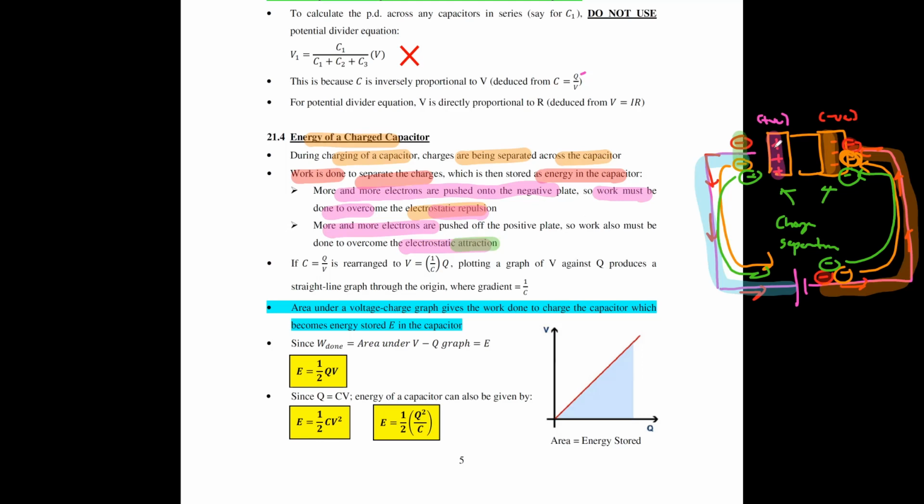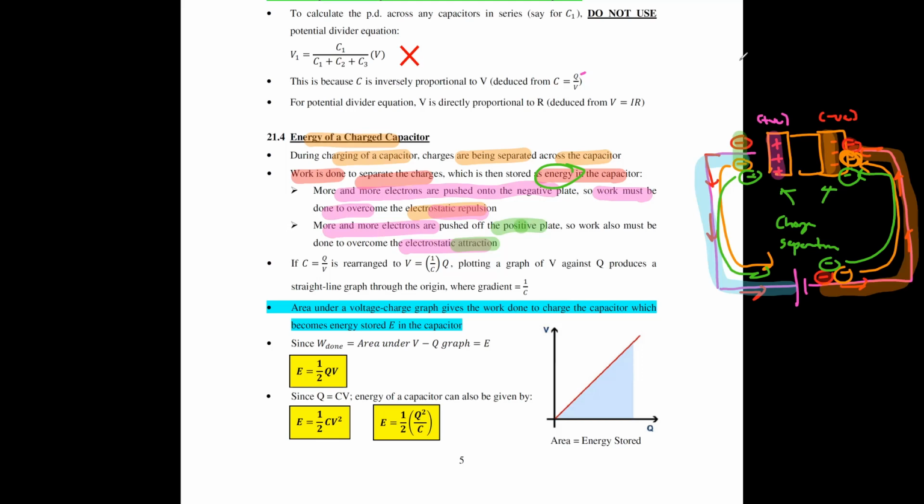Before this, your plate has become more positively charged. So now you can imagine you again need to do even more work. You again need to push even more. So you pushing your electrons off your positive plate will actually also cause you to do work. That work that you do is going to be stored as energy in your capacitor.